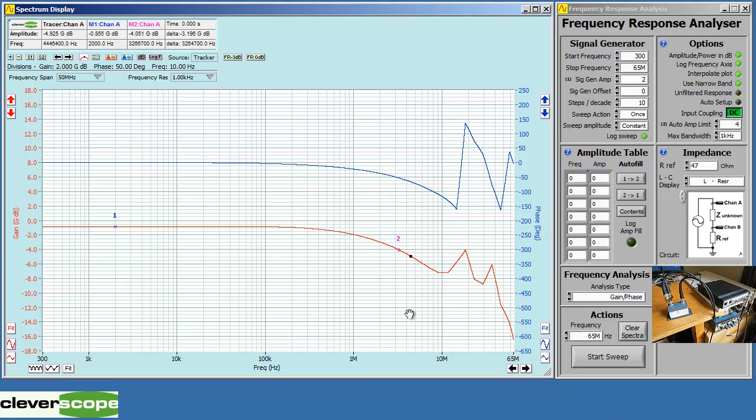Okay, that wraps it up. There's a whole lot of things we've tested with gain, phase, inductance, capacitance. Perhaps the Cleverscope gain phase frequency response analyzer is useful to you.